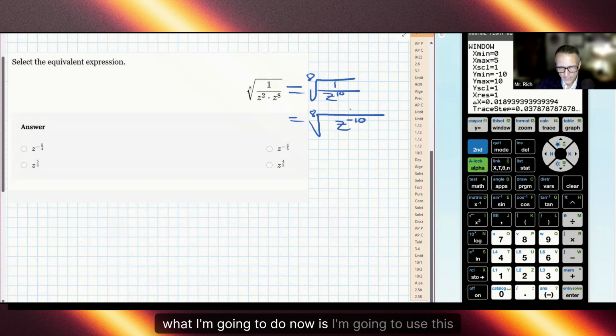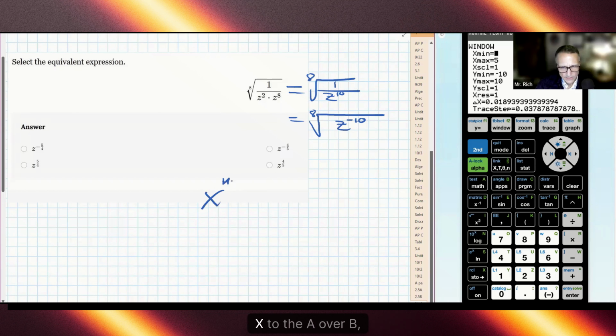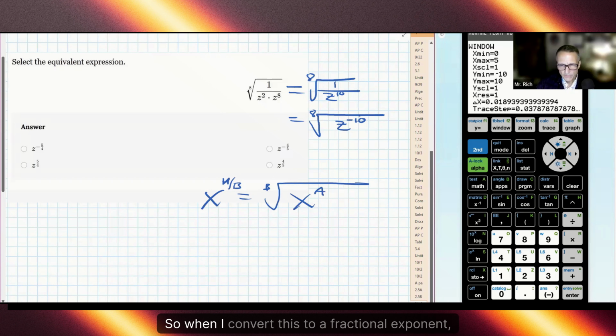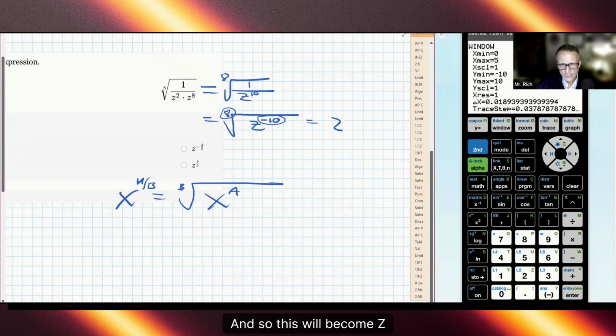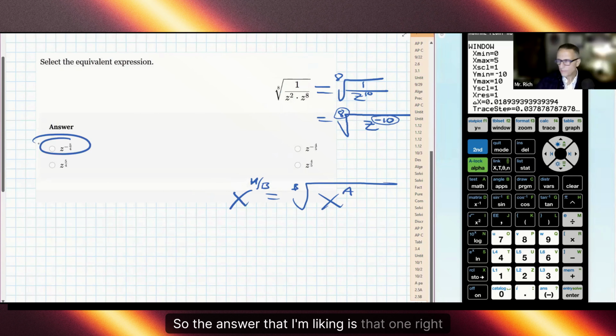Now I'm going to use this rule of exponents that says if you have x to the a over b, it is the b-th root of x to the a. So when I convert this to a fractional exponent, that's my numerator, that's my denominator. This will become z to the negative 10 over 8, which would be z to the negative 5 over 4. So the answer that I'm liking is that one right there.